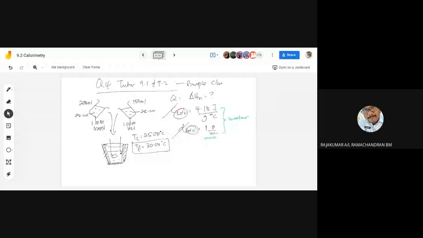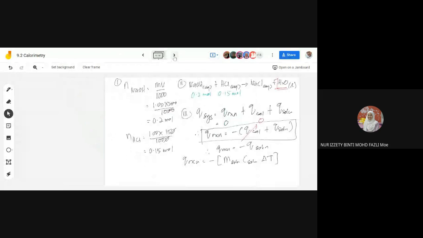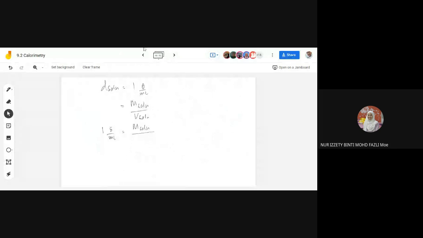Okay, kita ambil 200 ml. Masukkan ke sini, kita ambil 100 ml, 150 ml, sampul ke sini. That means dia punya V solution sekarang akan jadi 350 ml. Okay, setuju? Do you agree with me? It become 350 ml. Setuju. Kan? Yes. So kita pergi ke slide number 10.